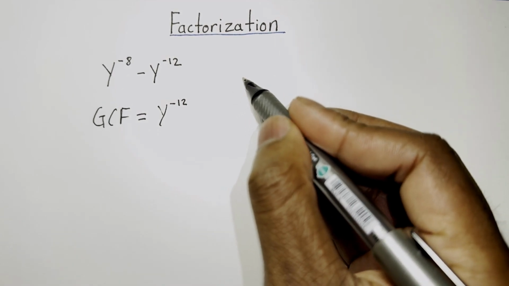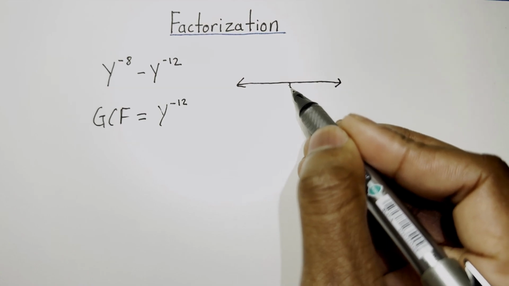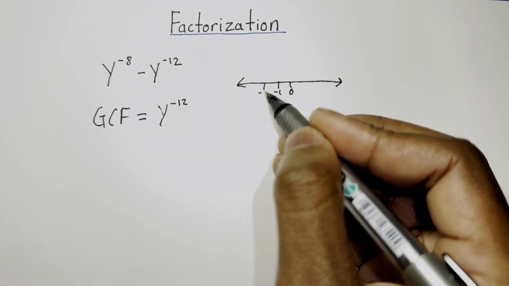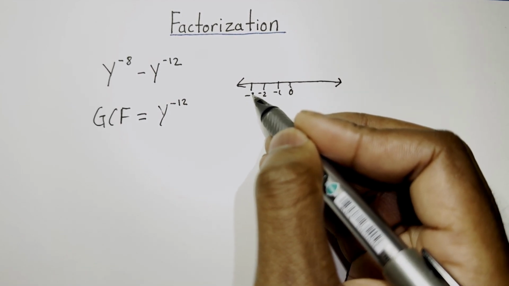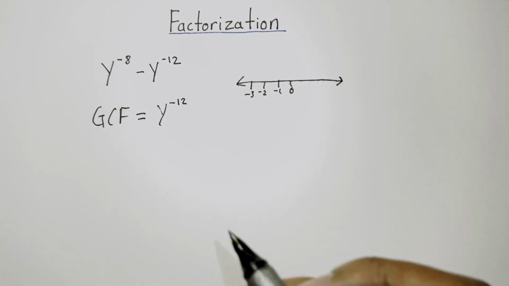The reason for this is that the further away from 0 we go in the negative direction on a number line, the smaller the number gets. Hence, negative 12 is smaller than negative 8.